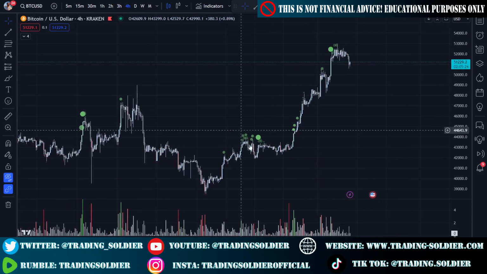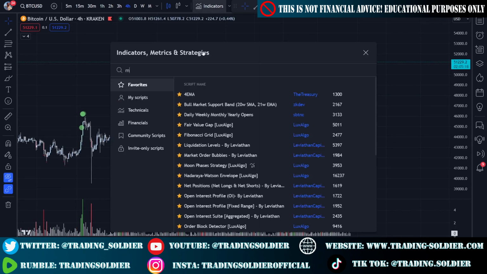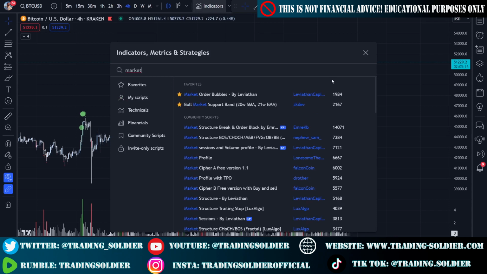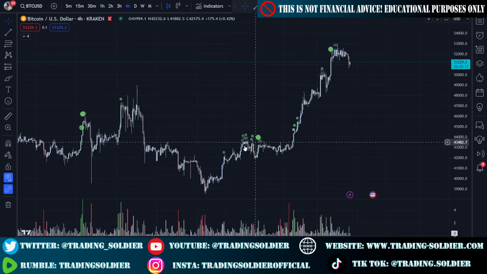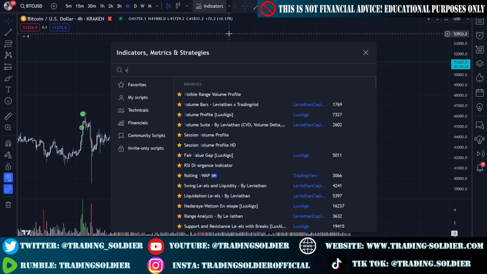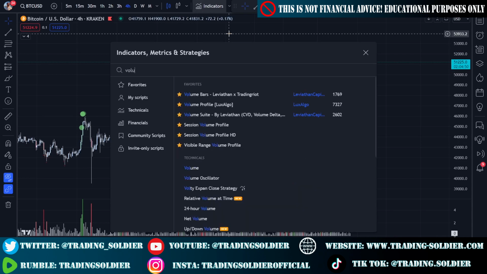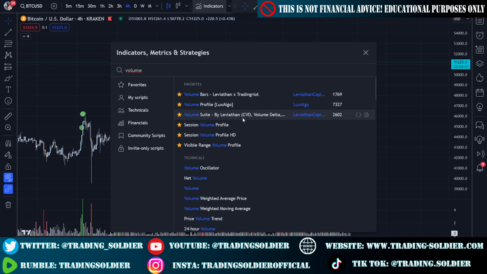The first indicator that we are going to use is the MOB, the Market Order Bubbles by Leviathan Capital, this indicator here, that in the chart you can see this way. And the other indicator that we are going to use is the Volume Suite by Leviathan Capital, this one here.